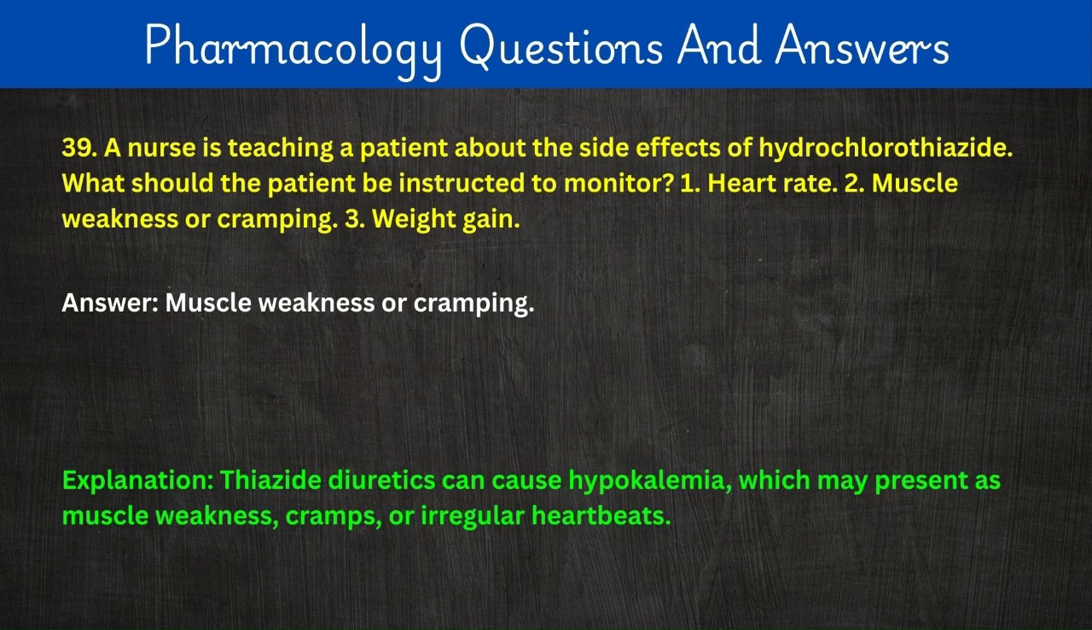39. A nurse is teaching a patient about the side effects of hydrochlorothiazide. What should the patient be instructed to monitor? 1. Heart rate. 2. Muscle weakness or cramping. 3. Weight gain. Answer: muscle weakness or cramping. Explanation: thiazide diuretics can cause hypokalemia, which may present as muscle weakness, cramps, or irregular heartbeats.